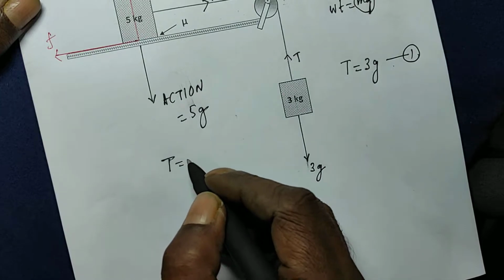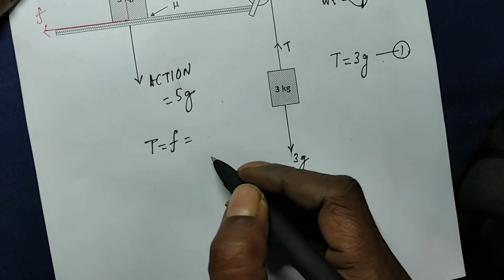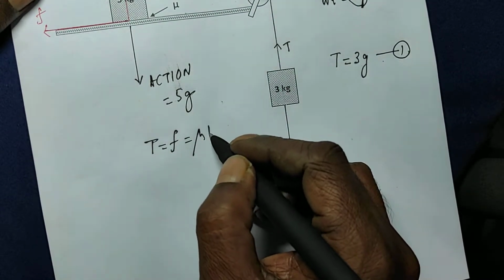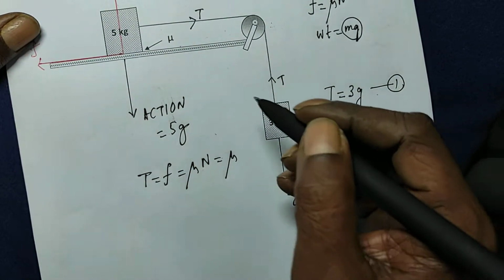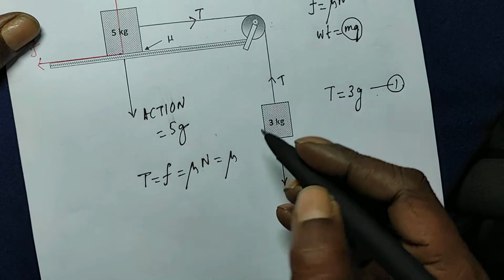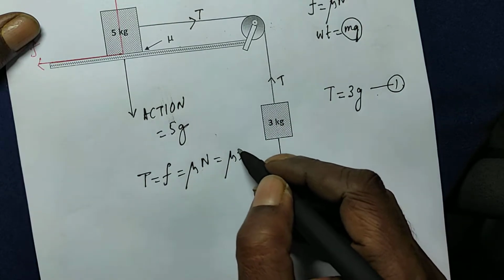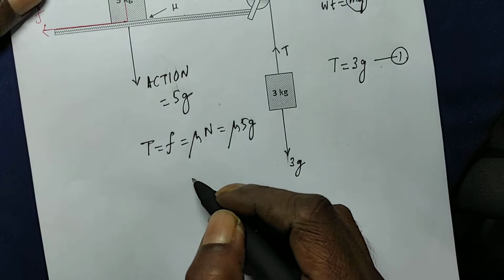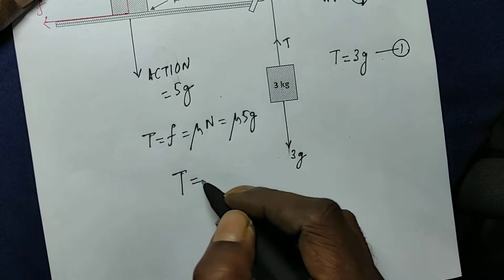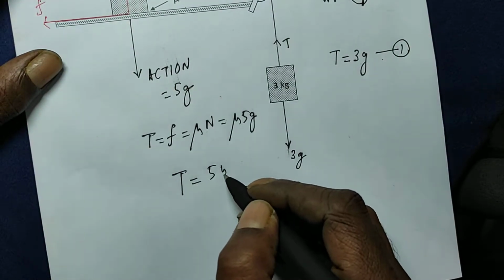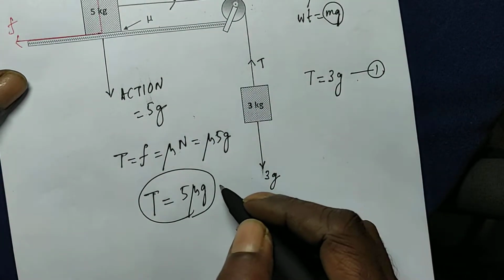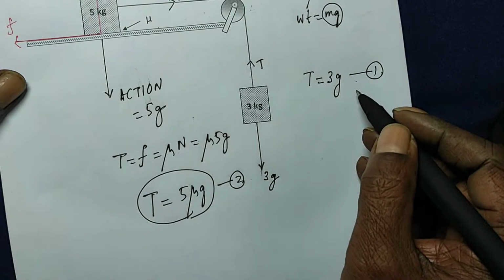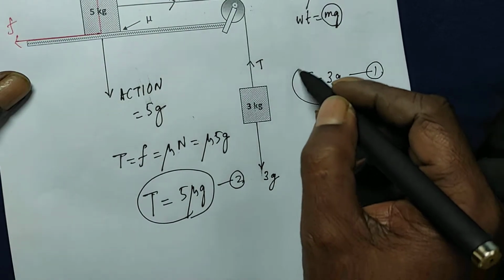So T is equal to force of friction. As you know, force of friction is equal to mu times the normal reaction. In this case, the normal reaction N is equal to 5 times G. So your T is equal to 5 mu G, the same T. That is your equation 2. This is your equation 1, the same T.